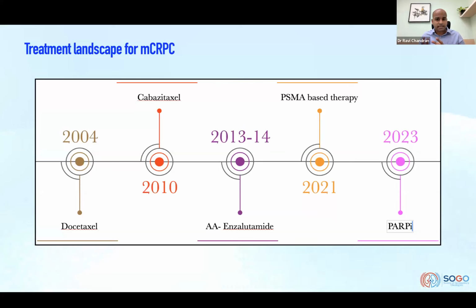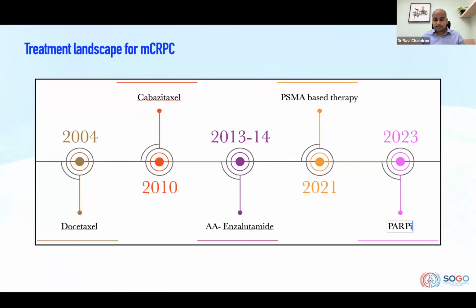But in 2013 and 14, abiraterone and enzalutamide and other novel androgen receptor inhibitors entered, and they formed a first line of management for the CRPC setting. And in the last 2 to 3 years, this space is getting crowded. In 2021, PSMA-based theranostics entered the scene, showing a huge OS benefit, wherein it looked like it was altering the natural course of prostate cancer.